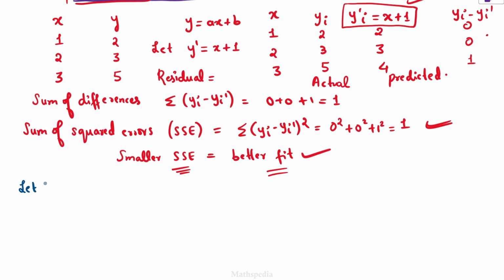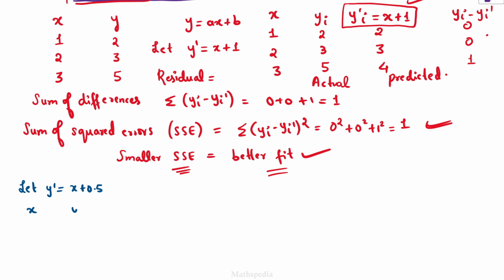Let us consider one more line. So let us take one more line. Suppose y dash is equal to x plus 0.5. Instead of 1, I have taken 0.5. Let us see what happens now.